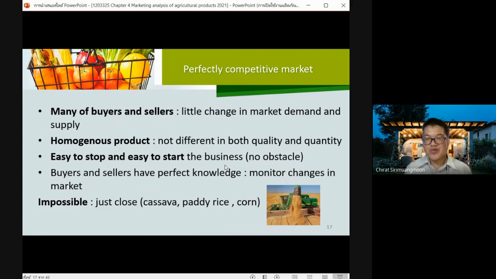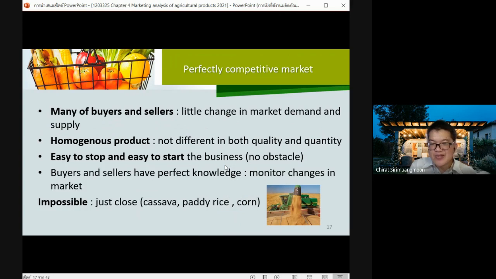Like I mentioned before, the textbook claims a perfectly competitive market does not happen. It's impossible. But there are some markets that are very close, like cassava, paddy rice, or corn. So think about these three agricultural products. First, they have many buyers and sellers. Yes, that's correct. Their product is almost the same. Even if there are some differences, in general they look the same.